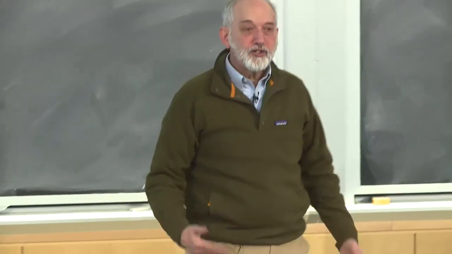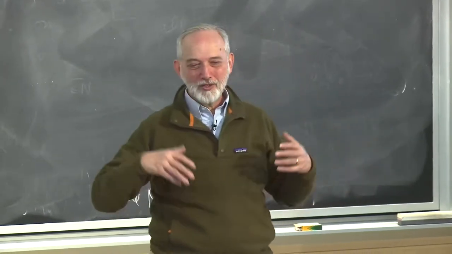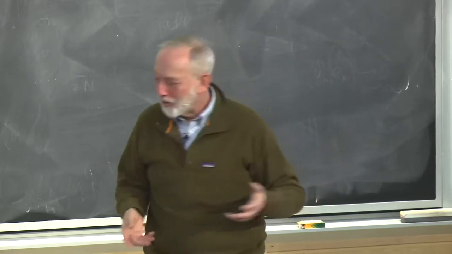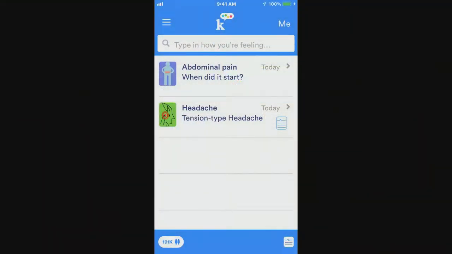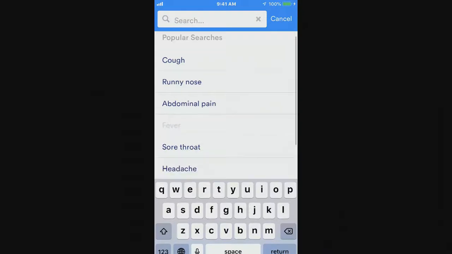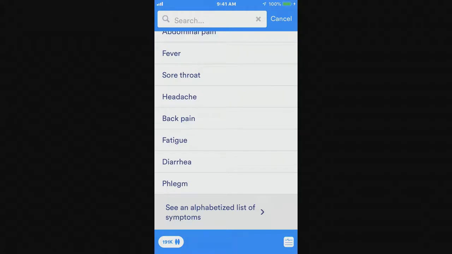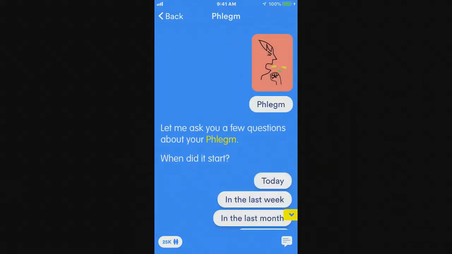Now, today, you can go out and go to your favorite Google App Store or Apple's App Store or anybody's App Store and download tons and tons of symptom checkers. Okay, so I wanted to give you a demo of one of these if it works. Okay, so I was playing earlier with having abdominal pain and headache. Let's start a new one. So type in how you're feeling today. Should we have a cough, a runny nose, abdominal pain, fever, sore throat, headache, back pain, fatigue, diarrhea, or phlegm? Phlegm is the winner. Phlegm is like coughing up crap in your throat. Luckily they visualize it.